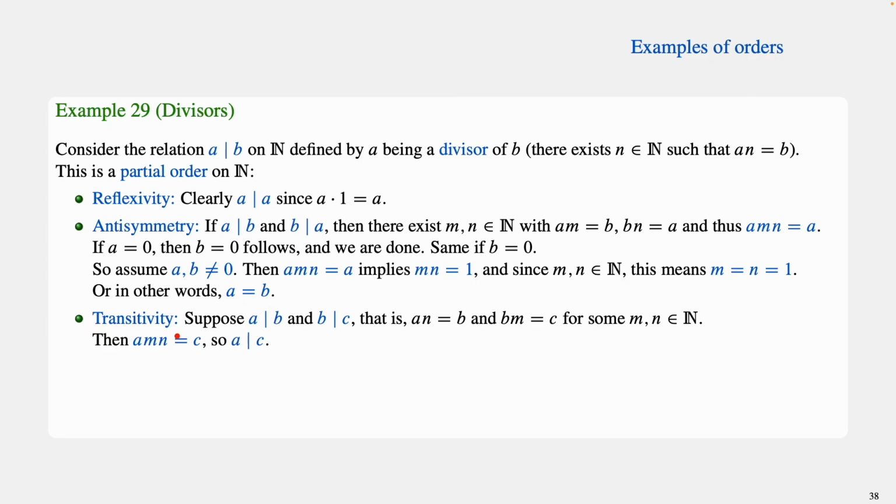Now, transitivity. Suppose that A divides B and B divides C. This means, by definition, that there are some elements m, n in the natural numbers such that A times n equals B and B times m equals C. Now we can plug this expression for B into the second equation and we get A times m times n is equal to C. But this means nothing else but that A divides C, because we have some number here that if we multiply it by A, then we get C. So this proves the transitivity of the division relation.